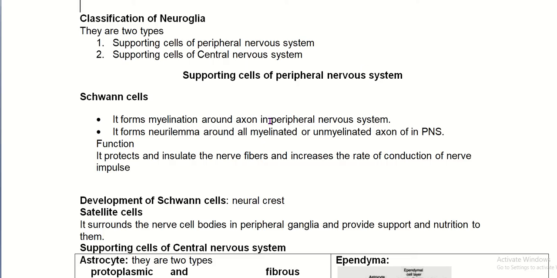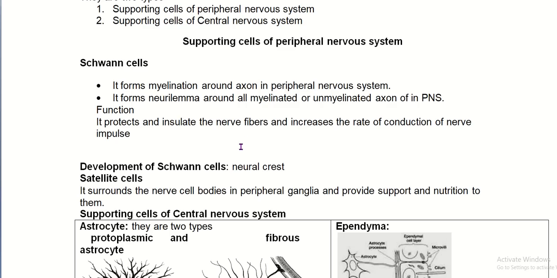The supporting cell of the peripheral nervous system is the Schwann cell. It forms the myelination around the axon in the peripheral nervous system, and it forms the neurolemmal sheath around the myelinated and unmyelinated nerve fibers of the peripheral nervous system. The function of myelination is to protect and insulate the nerve fiber and increase the rate of conduction of the nerve impulse.